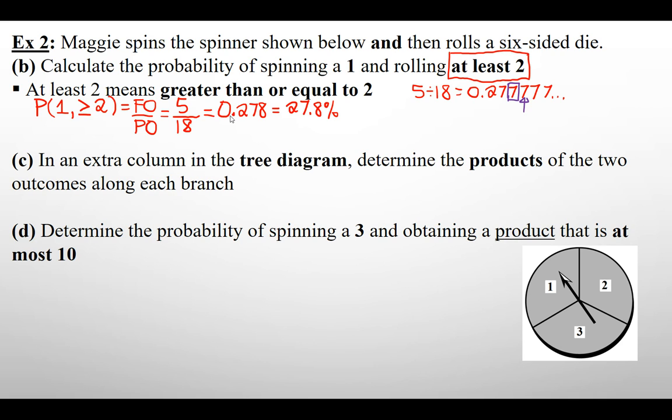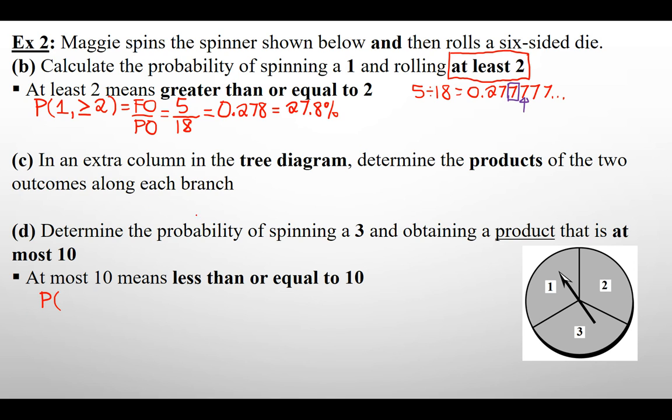Determine the probability of spinning a 3 and obtaining a product that is at most 10. Well, let's first of all deal with that language there. What does it mean to have at most 10? Most 10 means that is the maximum number that you are allowed. Okay, you're allowed to have a 10, and any number that's less than the 10 is okay. So if I word this, at most 10 means that you're looking for a number that is less than or equal to 10. So let's set up our work here.